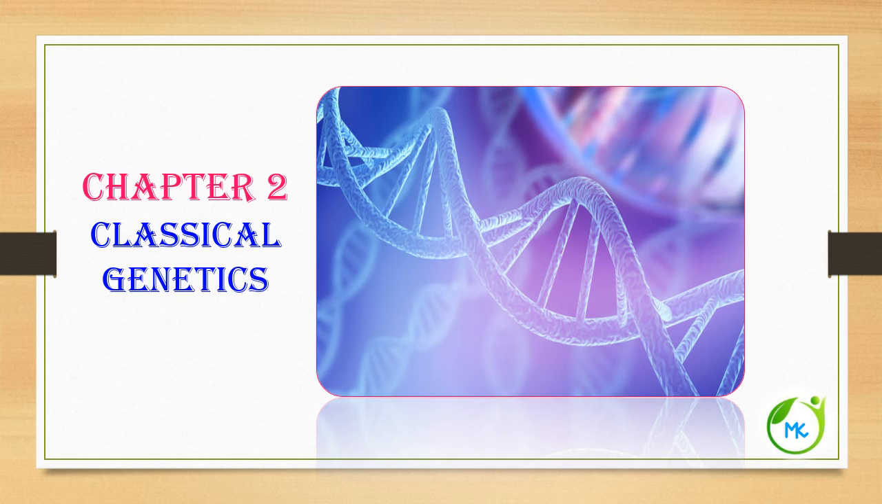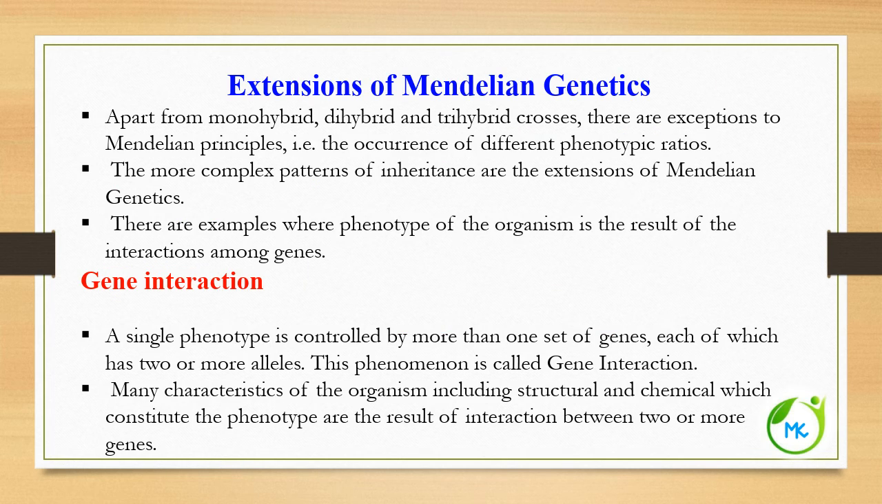So in this class we are going to see 12th standard botany chapter 2, classical genetics. In this video we are going to learn some extensions of Mendelian genetics. With respect to that we are going to see gene interaction. In gene interaction, in this video we will see about intragenic gene interaction.